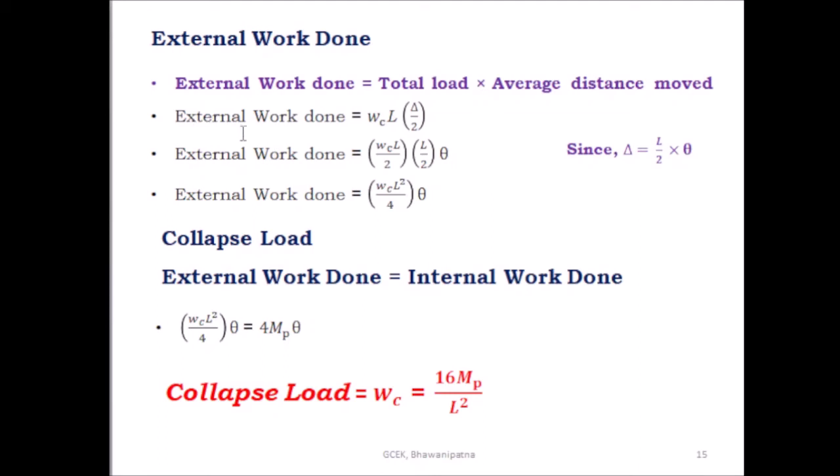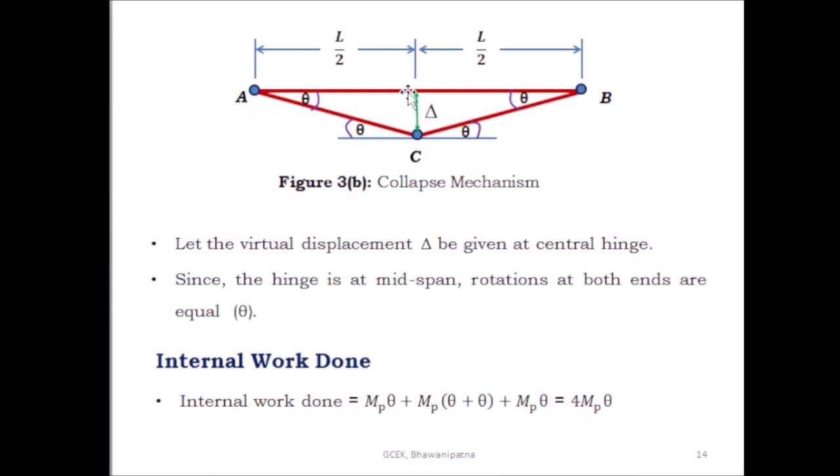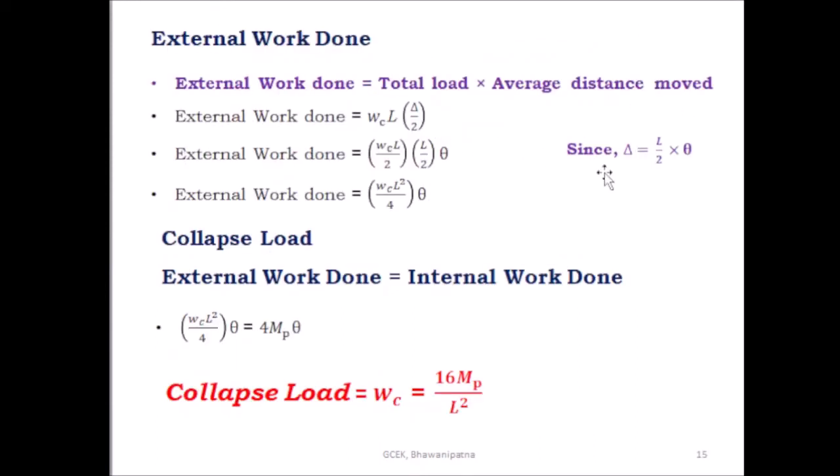So the external work done is equal to WC into L into delta by 2. But we know delta is equal to L by 2 into theta. Here after putting delta equal to L by 2 theta, the expression becomes: the external work done is equal to WC L square by 4 into theta.